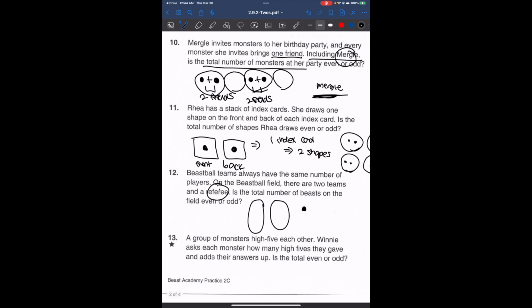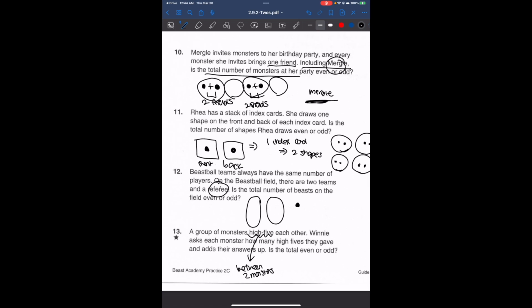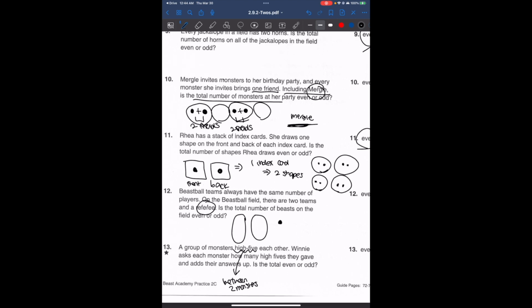A group of monsters high-five each other. Winnie asks each monster how many high-fives they gave and adds their answers up. Is the total even or odd? Now every high-five takes place between 2 monsters. And so every high-five is going to be counted twice. Meaning it's counted twice, it's going to be considered as 2. And so that would be even.